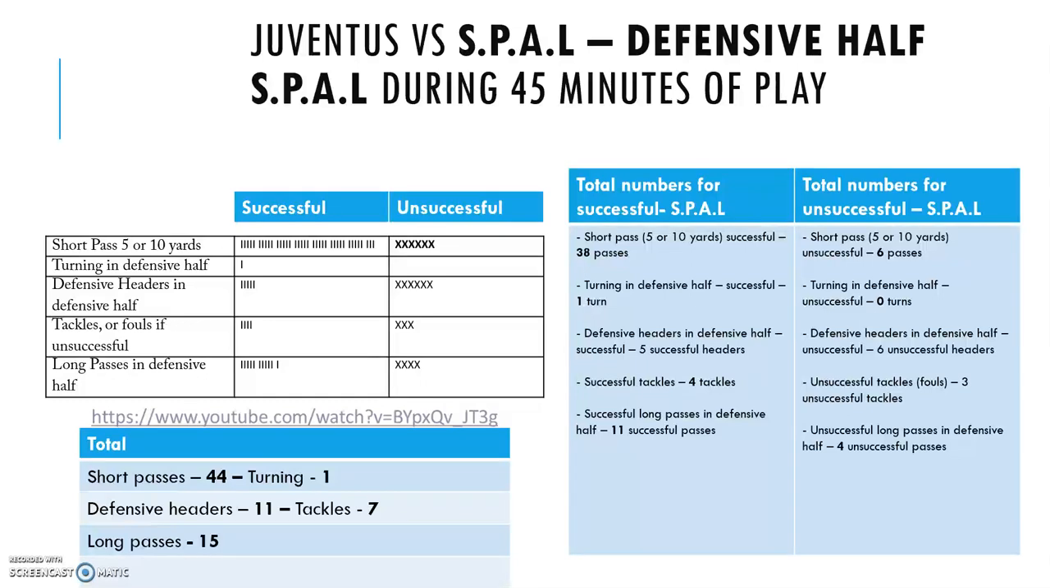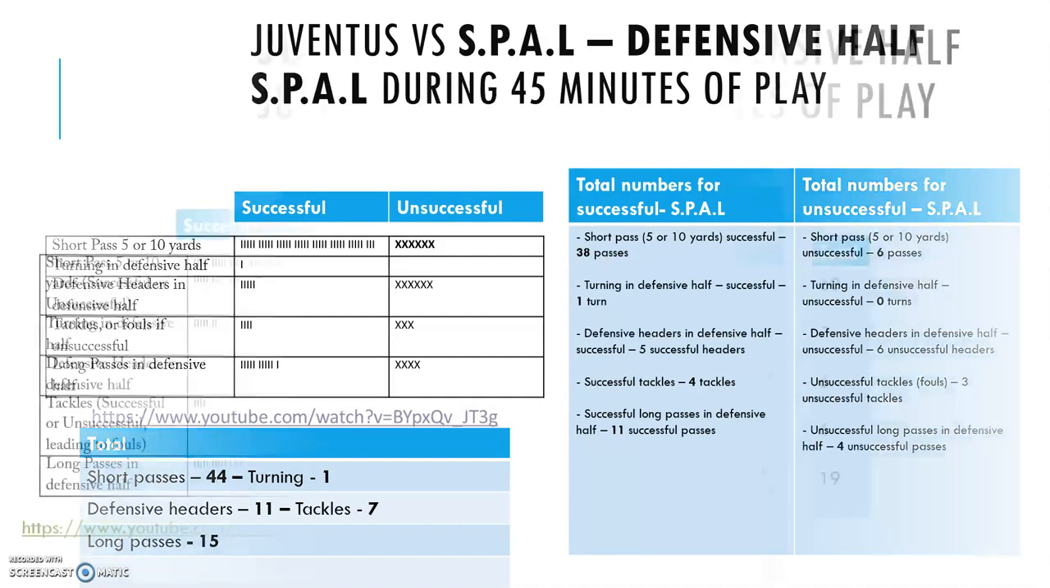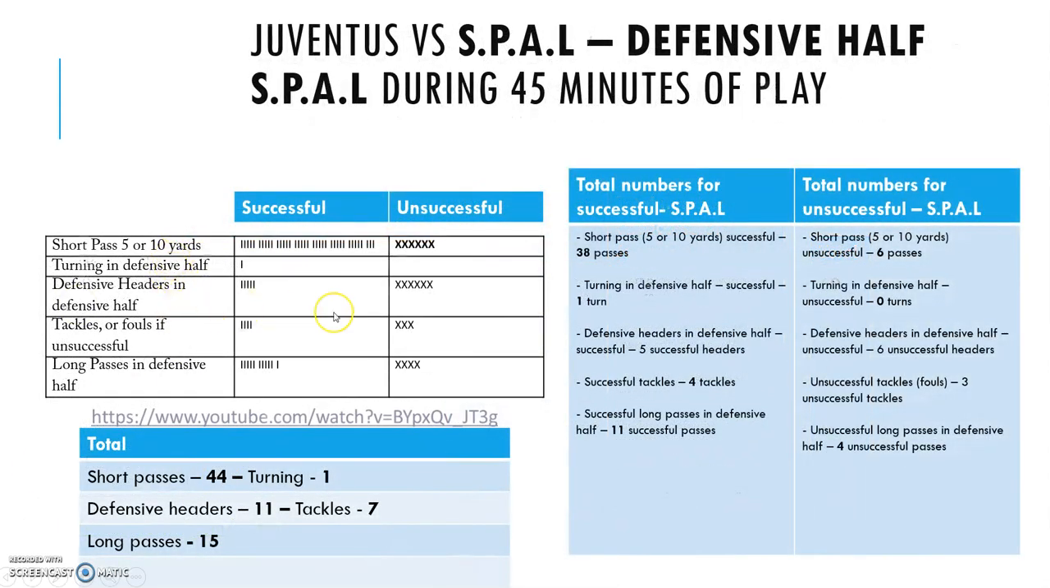The next slide is the other team, the opposition team. So I've analysed both teams in their defensive halves. This time, the short pass of 5 or 10 yards is 38 successful passes for SPAL, and the unsuccessful was 6. So altogether, they did 44 passes in their first half, compared to Juventus's 54. And then the turn was 1 successful turn, so they just did 1 turn in the first half without it being unsuccessful.